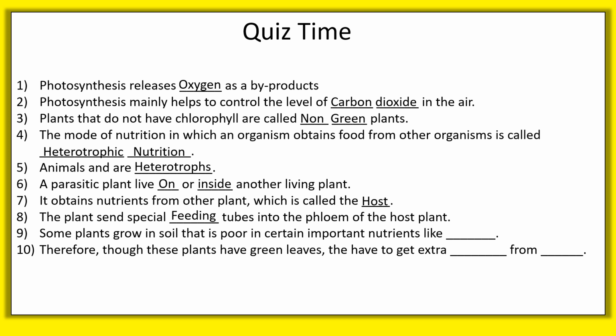Now we are left with two questions. Ninth, some plants grow in soil that is poor in certain nutrients like dash. The answer is nitrogen. Tenth, the last question. Therefore, though these plants have green leaves, they have to get extra dash from dash. The answer is they have to get extra nutrients from insects.